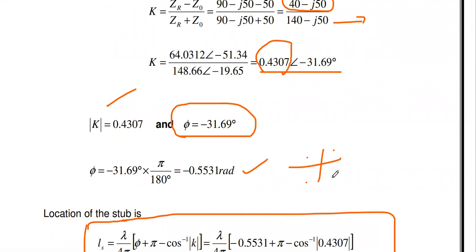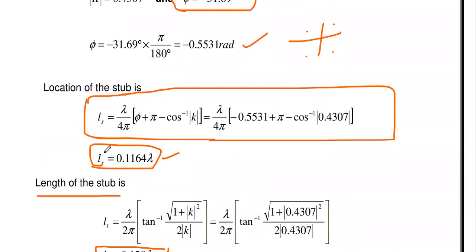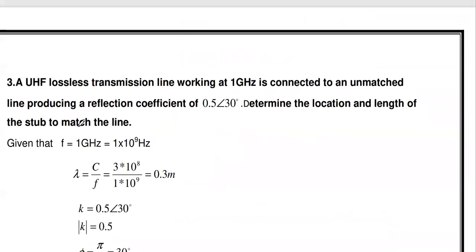If you directly substitute this in degrees, the location of the stub and the length of the stub answer is different. While solving this problem, you should note that you set your calculator in radian mode. That is another point you have to note down. Okay, then the third question.